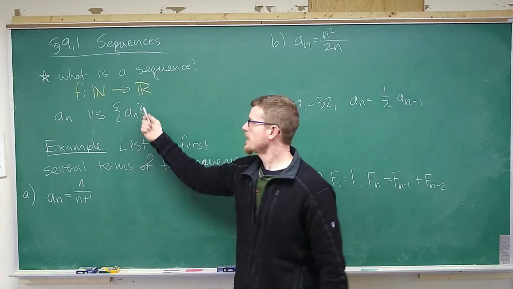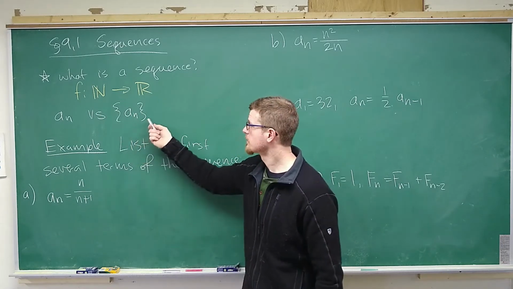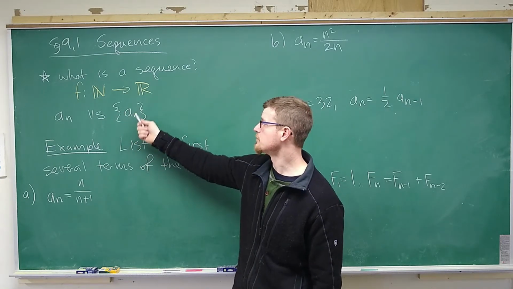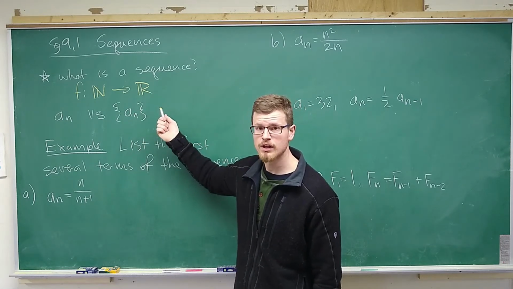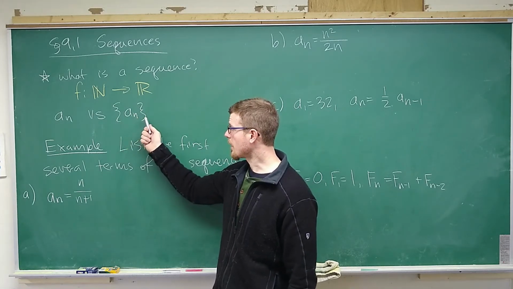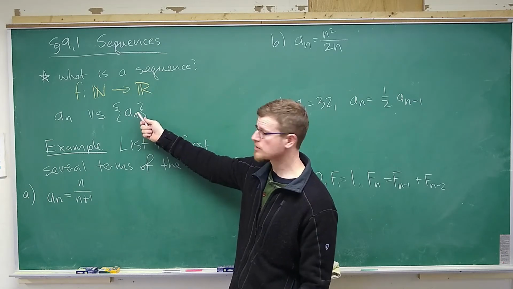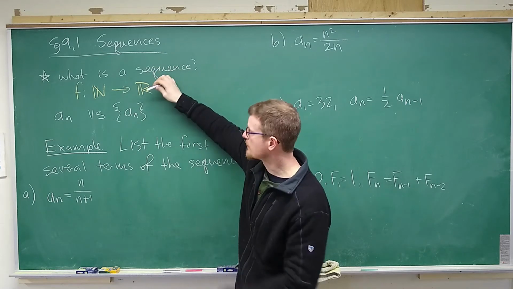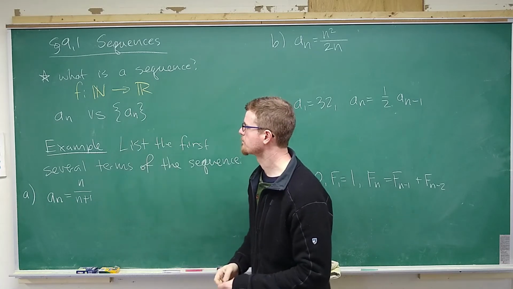And this ordered list can be represented by a sub n in curly brackets. So f of 1 would be a sub 1, f of 2 would be a sub 2, f of 3 would be a sub 3, and so on. So this represents the collection of terms in the sequence, or the set of outputs, rather, from this function. That's what you can think of this as.